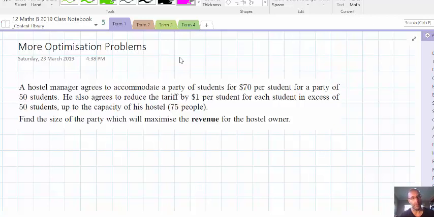The goal of this video is to give the viewer some more insights into some further problems in optimization. We've got two examples in this video.